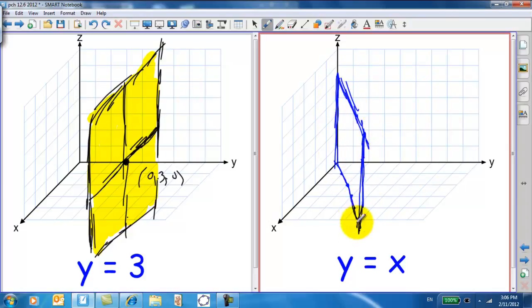Now that's just one parallelogram in the whole plane. And notice it's not parallel to any of the coordinate planes, but it does pass through the z-axis. And there's our plane.